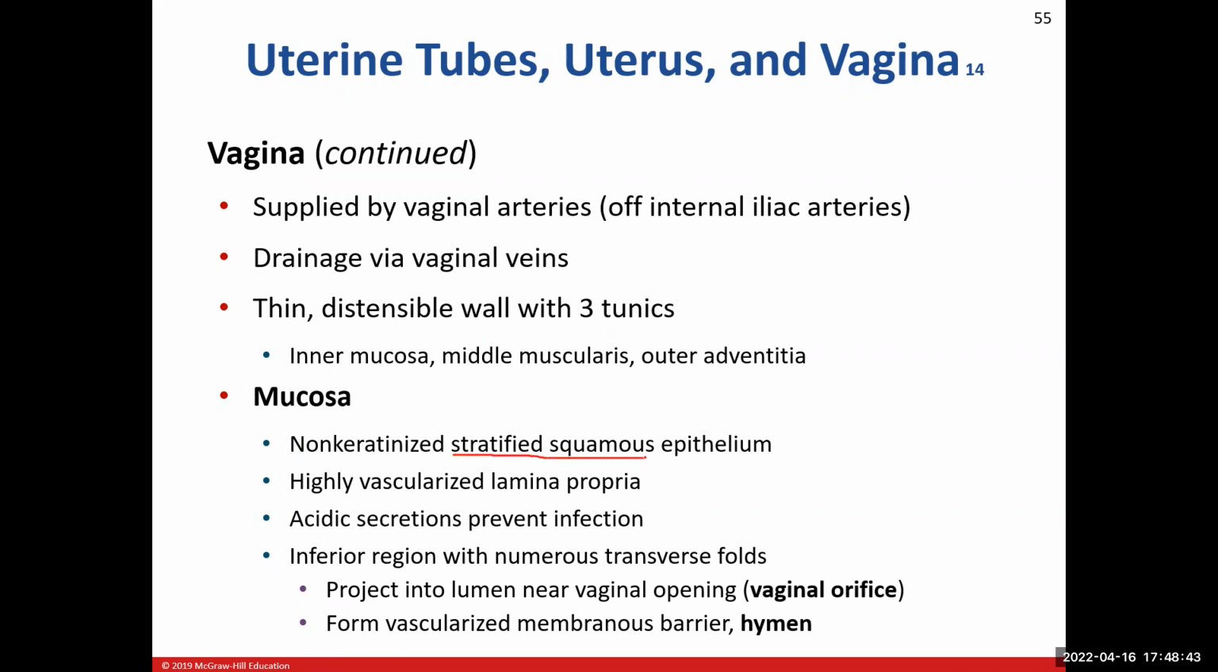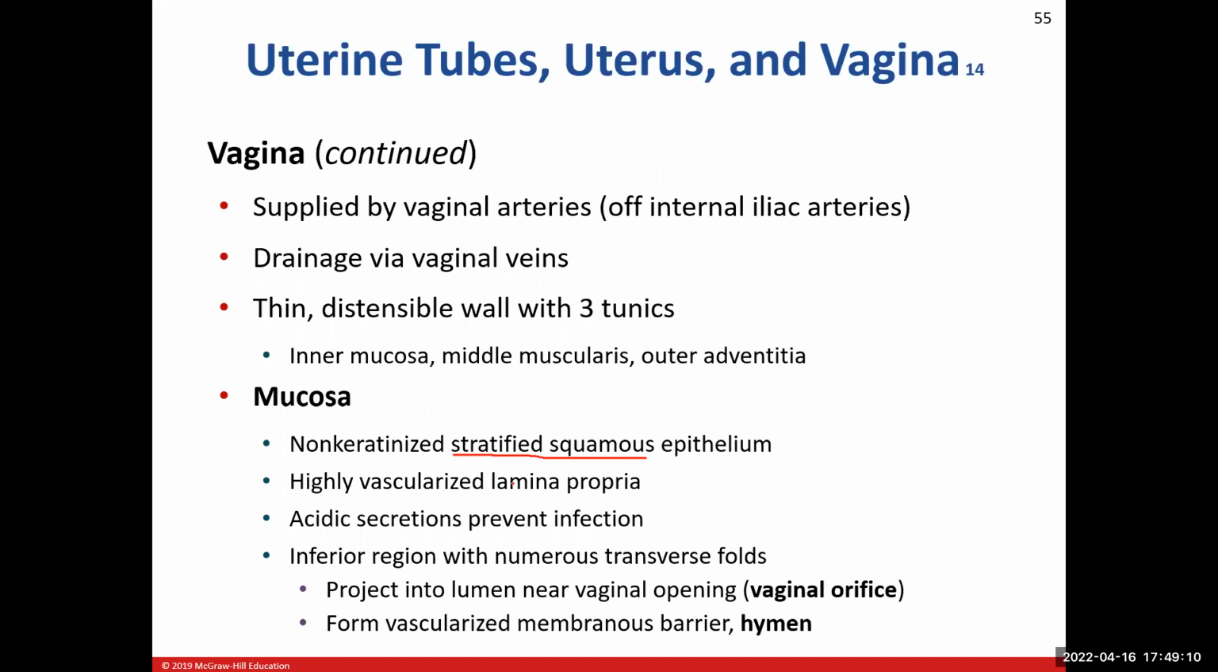squamous epithelium. Stratified squamous epithelium, we've talked before, is going to be found in areas that undergo mechanical stresses, right? So a lot of friction is going to occur there. Obviously during intercourse, of course, and also during childbirth, when the baby is leaving, right? So again, it only makes sense that this layer is going to be non-keratinized, stratified squamous, because it takes a lot of punishment there.